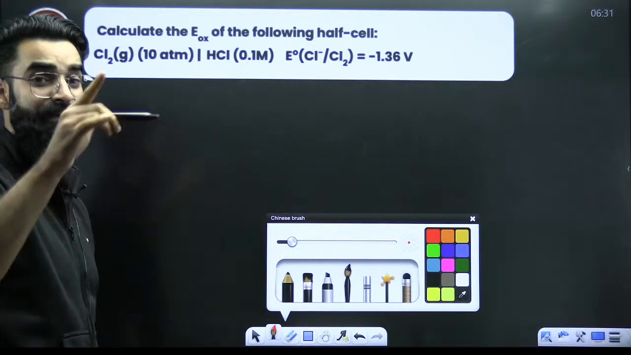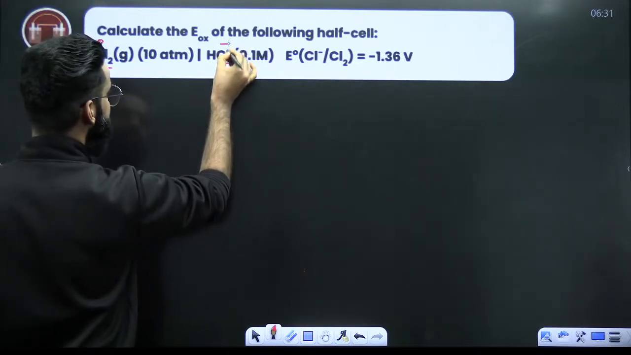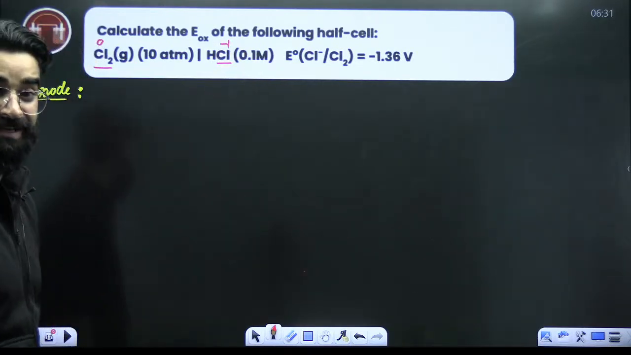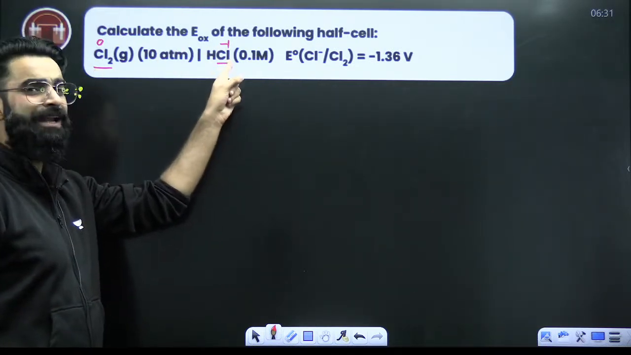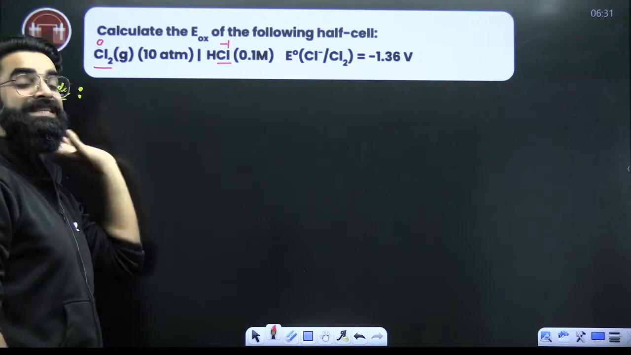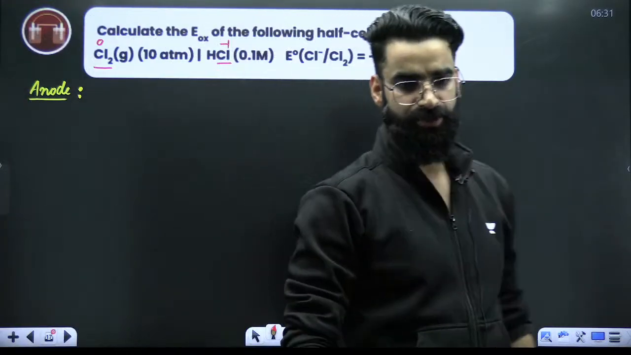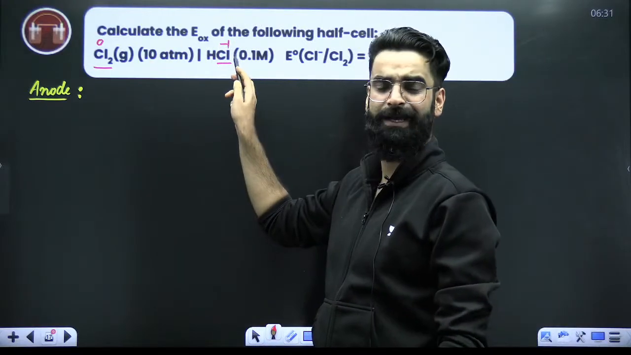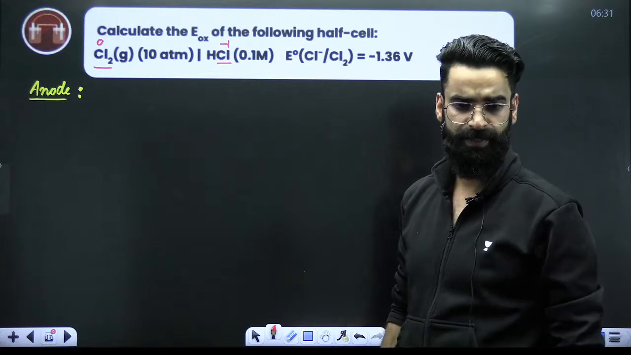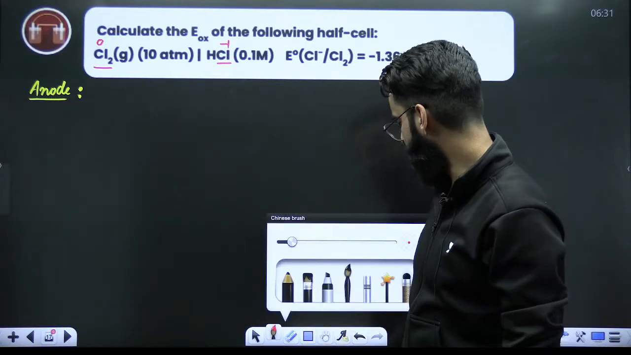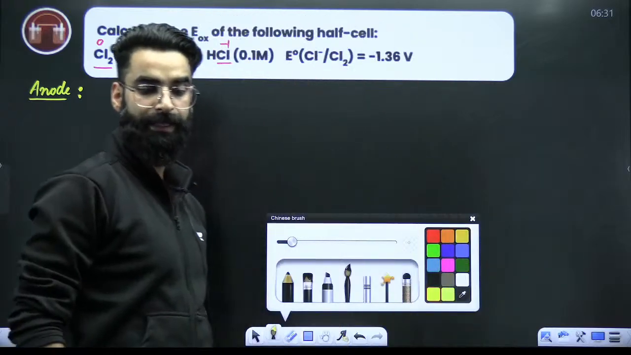Oxidation means an increase in the oxidation state. The oxidation state here is 0. Here the oxidation state is -1. So what should be the reaction? Should I write the reaction as Cl2 gives Cl negative, or Cl negative gives Cl2? You tell me that. Quickly. What should I exactly write? What do you think?